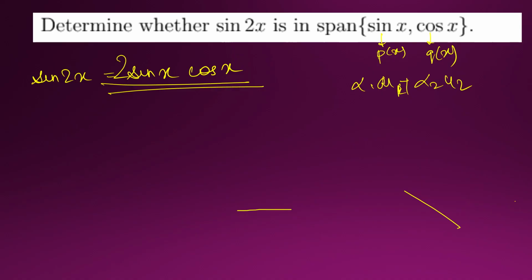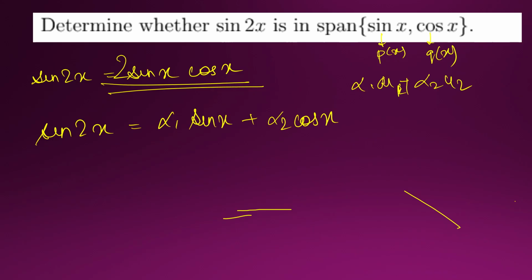Therefore, the expression is a product but not a linear combination. If we had sine 2x equal to alpha 1 sine x plus alpha 2 cos x, this would be correct. But we are not getting that, so no is the answer. Next question.